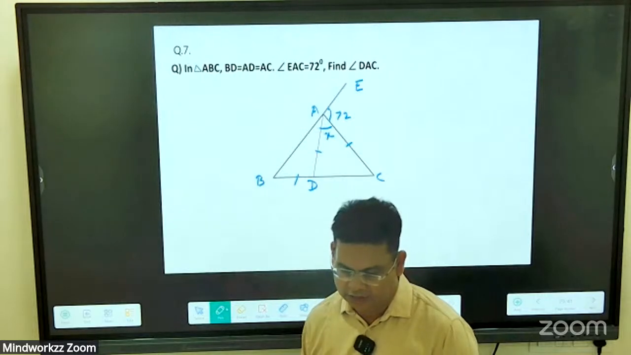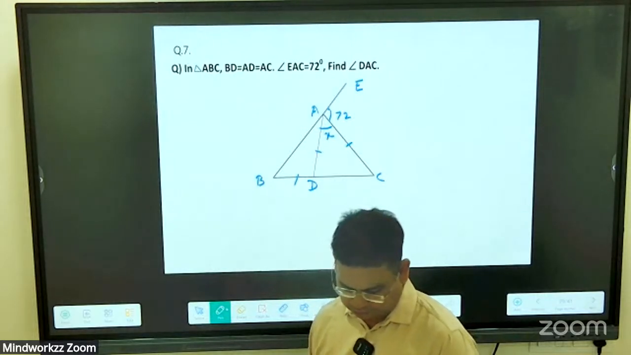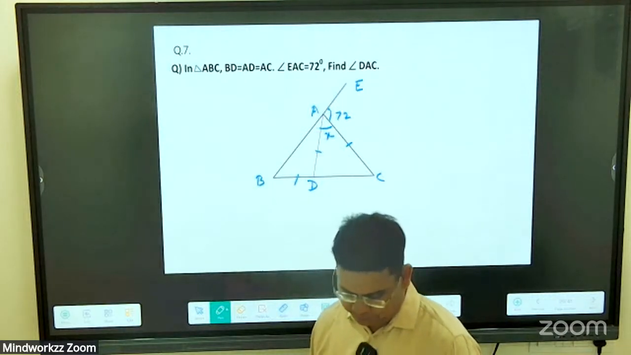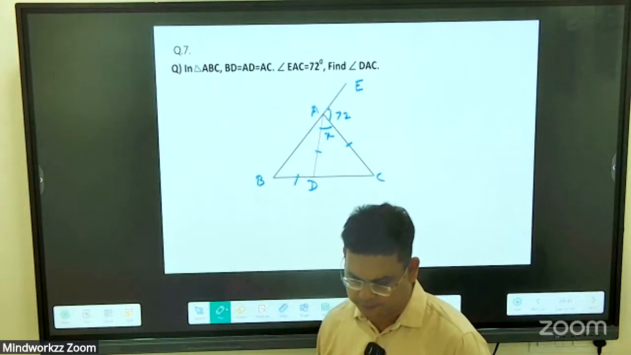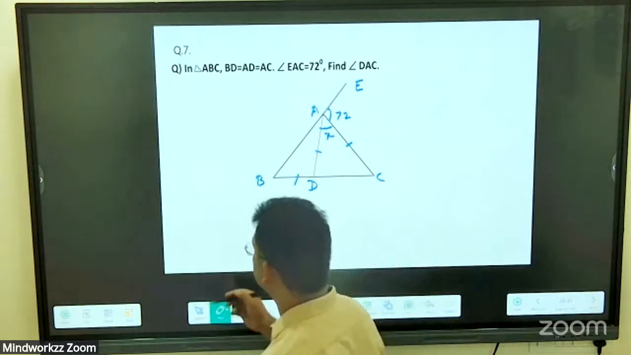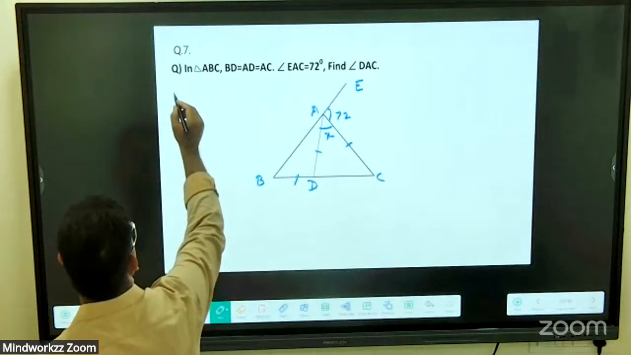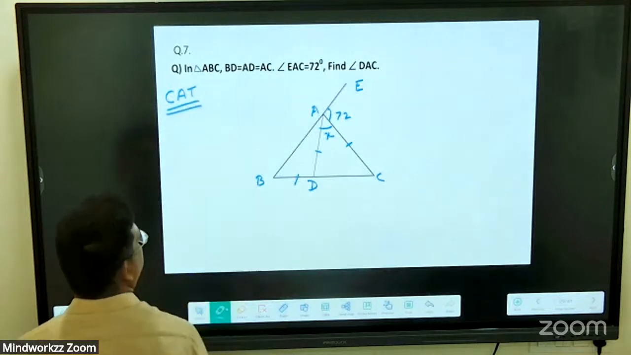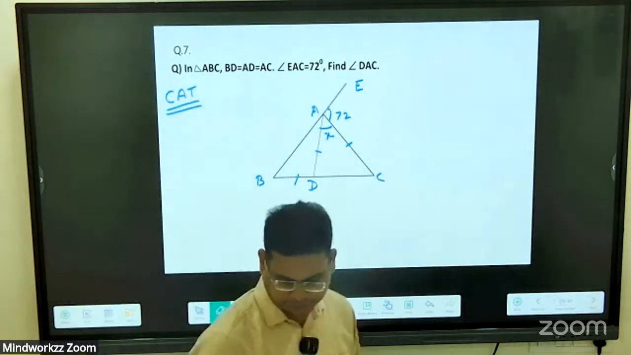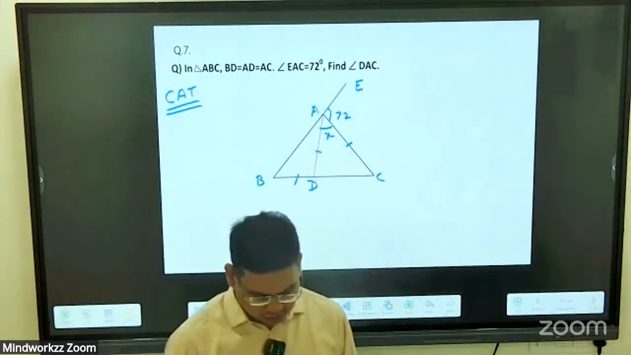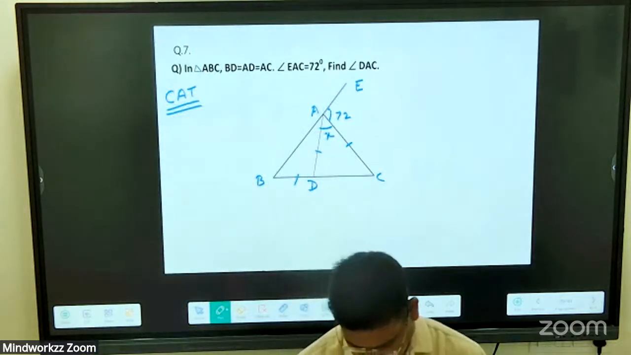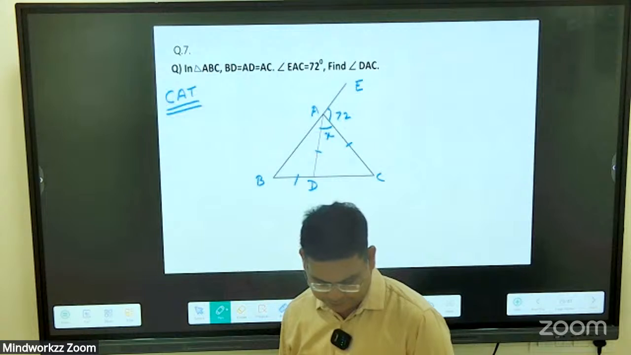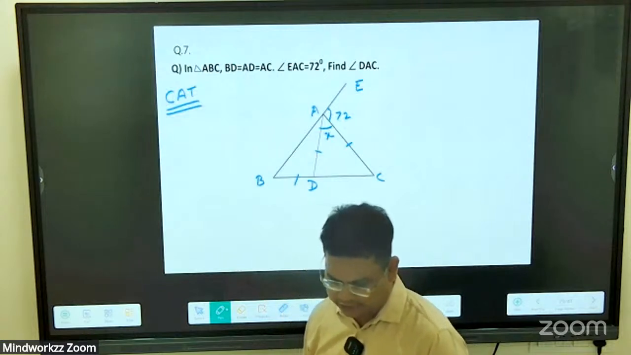Three sides are given as equal. Mark the angles, find an exterior angle, form an equation and solve. This is an actual CAT question. Winnie has got 36 as the answer. Sorry, Winnie, attempt again. 36 is not the right answer.